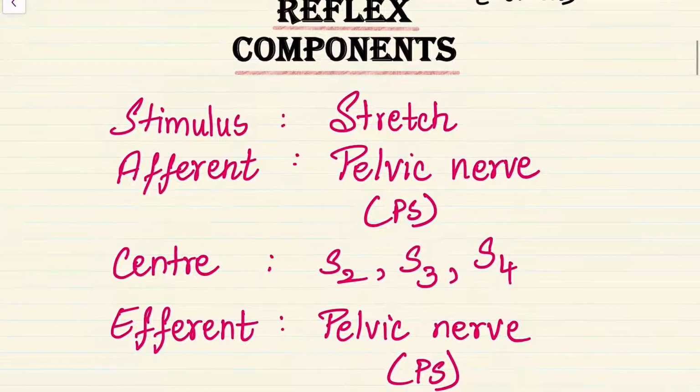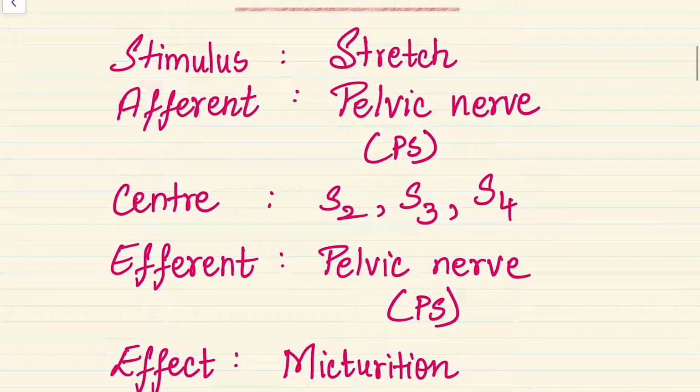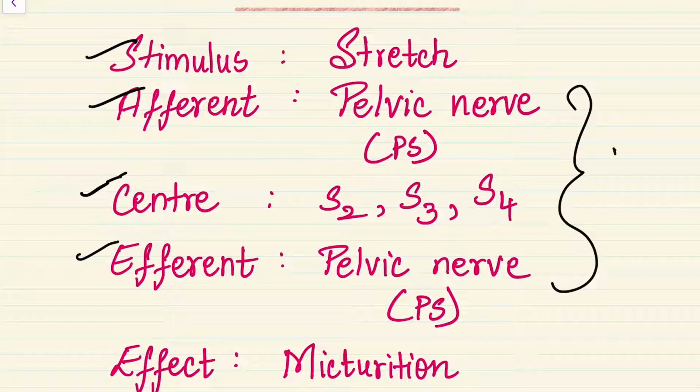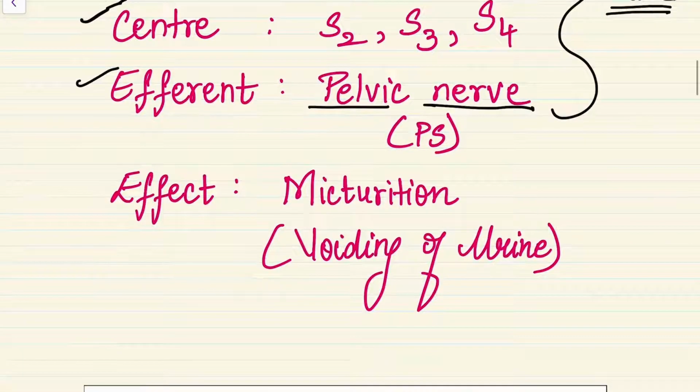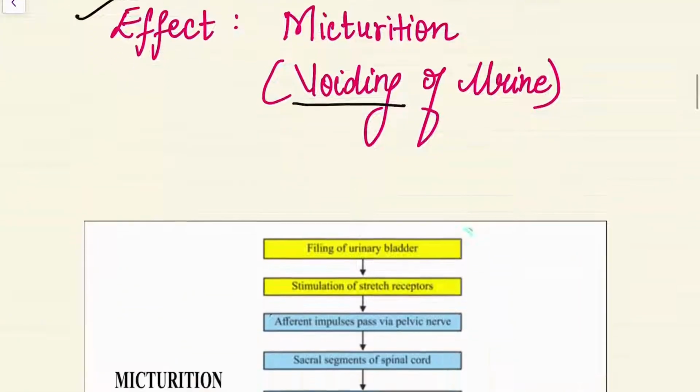Coming up to the reflex components, I like to describe a reflex under these 5 headings. The stimulus, which is here the stretch of the bladder, the afferent, center, and the efferent, as already discussed, are a part of the parasympathetic reflex. Remember that the parasympathetic fibers traverse through the pelvic nerve, both the afferents as well as the efferents. Finally, the effect is micturition, also in simple terms, the voiding of urine.